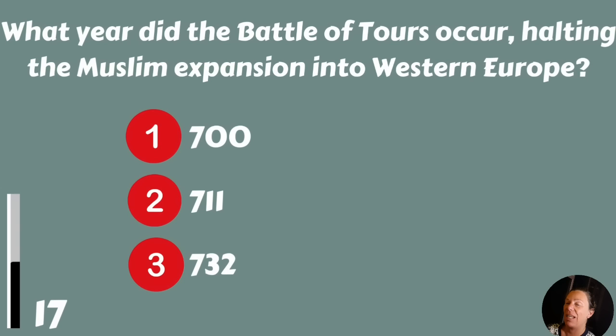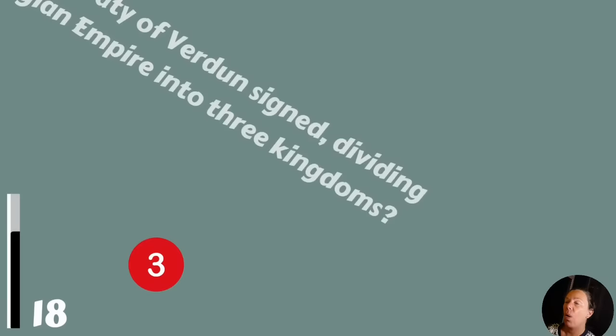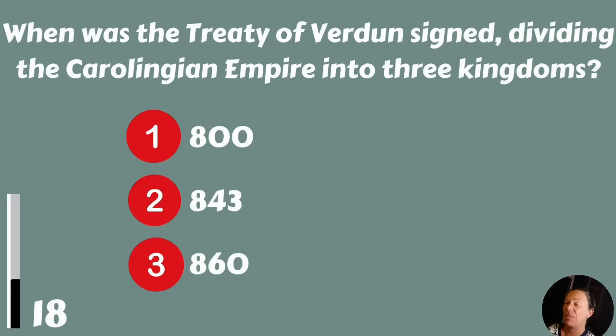700, 711, or 732? 732. When was the Treaty of Verdun signed, dividing the Carolingian Empire into three kingdoms?